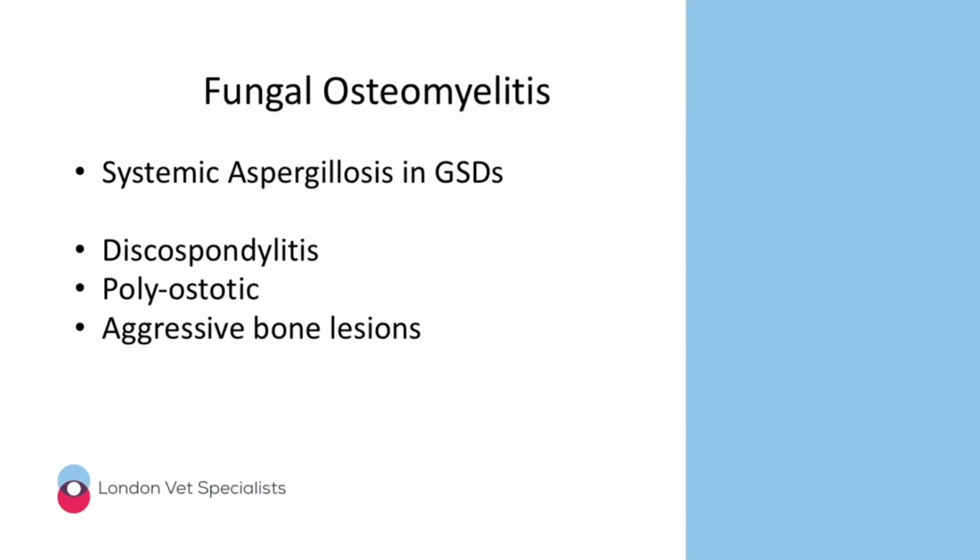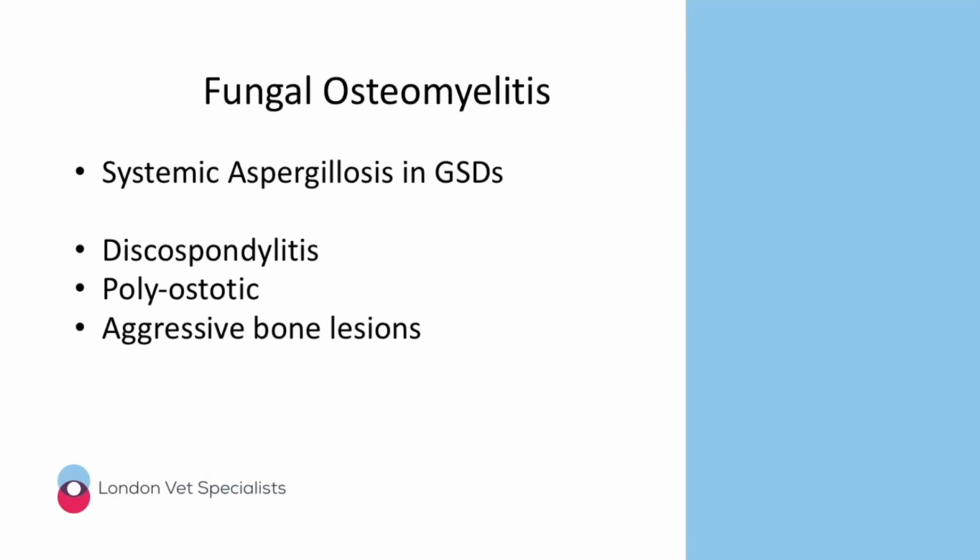So fungal osteomyelitis, it is a differential, and it should be on your list of differentials if you have a patient that has evidence of aggressive bone disease, although you certainly don't see it very often. And in the UK, you're much less likely to see infectious osteomyelitis than you are if you are living and working in the United States of America.